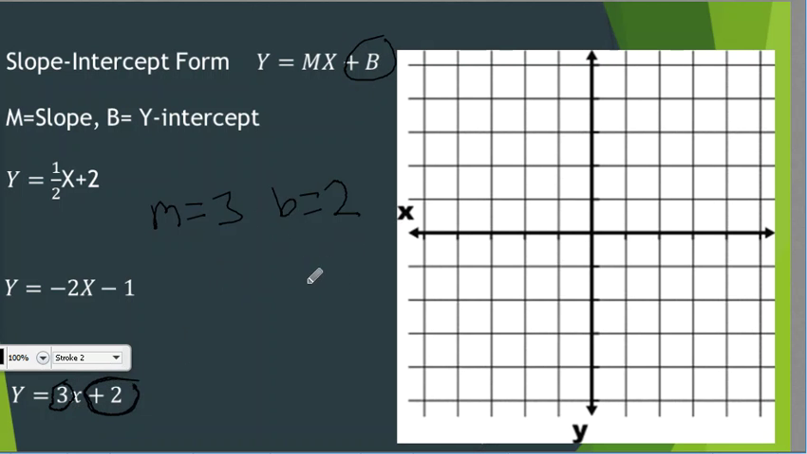So in order to graph this line, I'm going to first plot the y-intercept. I know that this line crosses the y-axis at 2. And then from there I'm going to use my slope to help me move to another point that's also on the line. The slope is 3. To make that a fraction, I'm going to put it over 1. So from my y-intercept, I'm going to move up 3, 1, 2, 3, to the right 1. That gives me another point that's on the line.